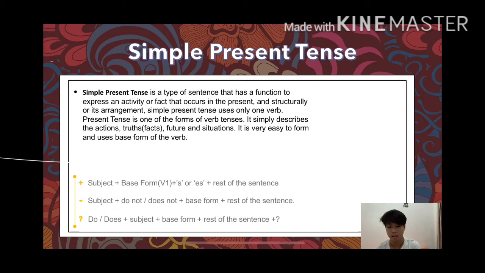Simple present tense is a type of sentence that has a function to express an activity or fact that occurs in the present, and structurally, in this arrangement, simple present tense uses only one verb. Present tense is one of the forms of verb tense. It simply describes the action, truth or facts, future and situation. It is very easy to form and use based on the verb. And for the formula, you can see it on the PowerPoint screen.